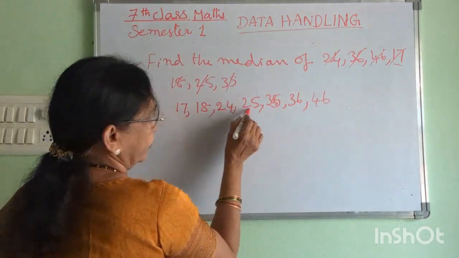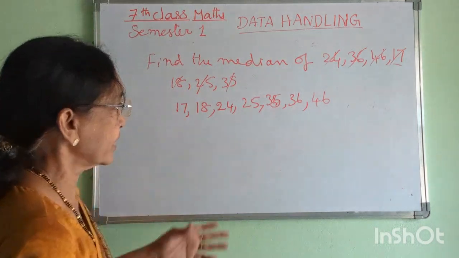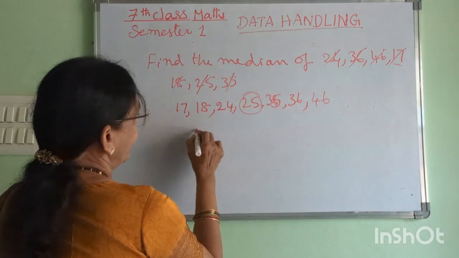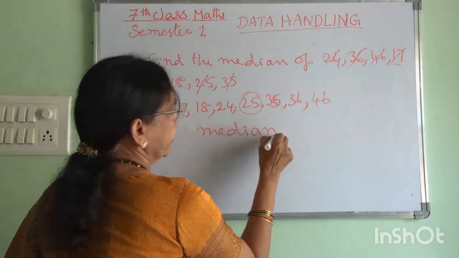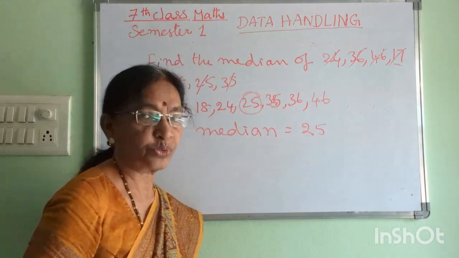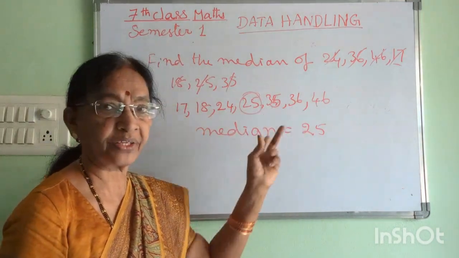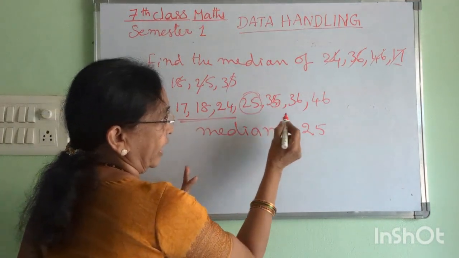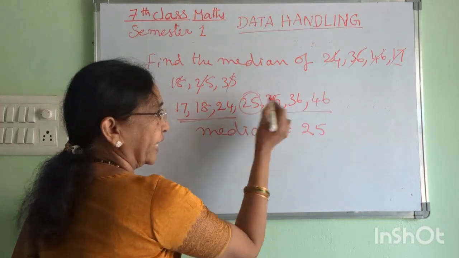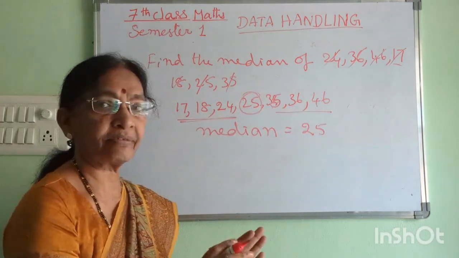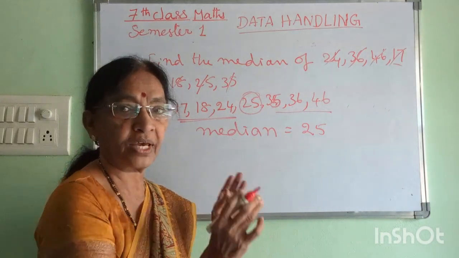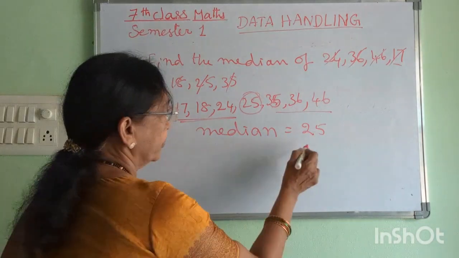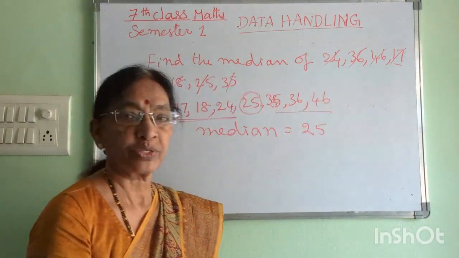So 1, 2, 3, 4, 5, 6, 7. What is the middle observation? 1, 2, 3. The fourth one is the middle observation. So the median of this data is 25. This observation divides the data into two groups. In one group the values are all less than this one, and in the other group the values are all greater. Thus, the median divides the data into two groups, one less than that value and the other greater than that value. So the median of these observations is 25.